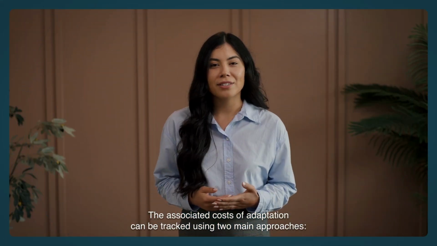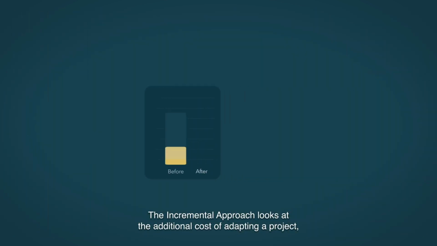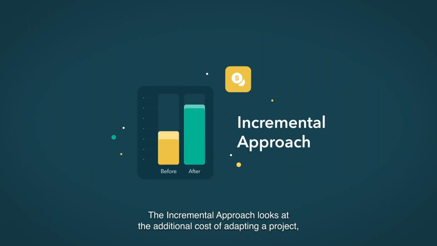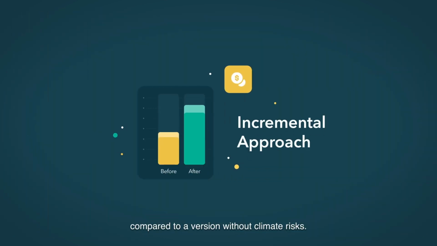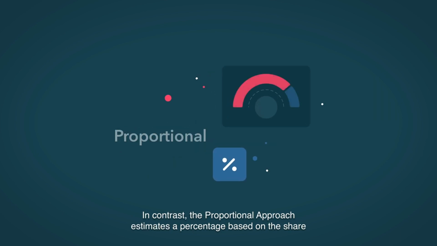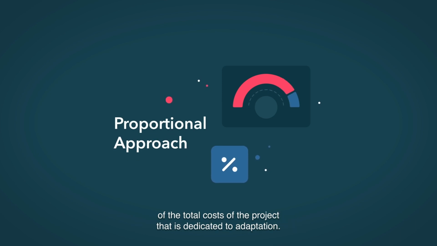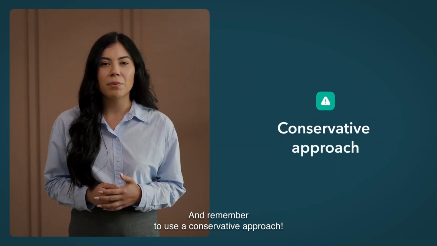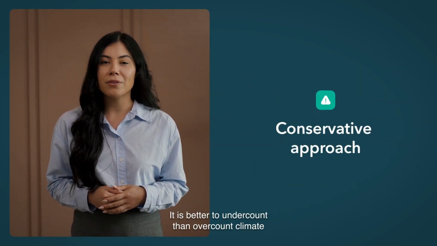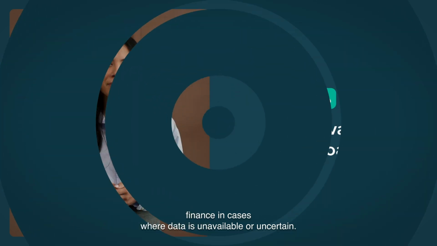The associated costs of adaptation can be tracked using 2 main approaches. The incremental approach looks at the additional cost of adapting a project compared to a version without climate risks. This approach needs data on the project baseline. In contrast, the proportional approach estimates a percentage based on the share of the total costs of the project that is dedicated to adaptation. And remember to use a conservative approach. It is better to undercount than overcount climate finance in cases where data is unavailable or uncertain.